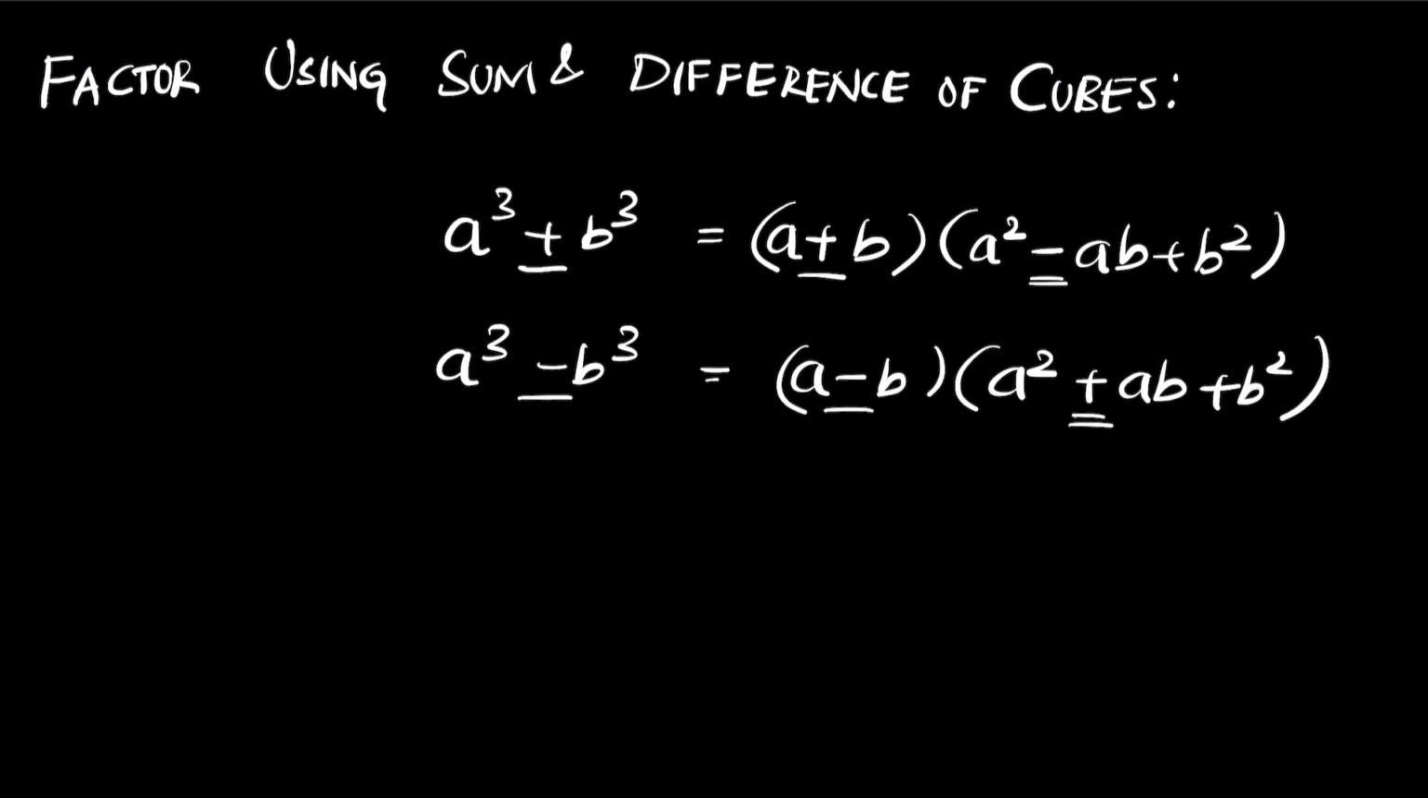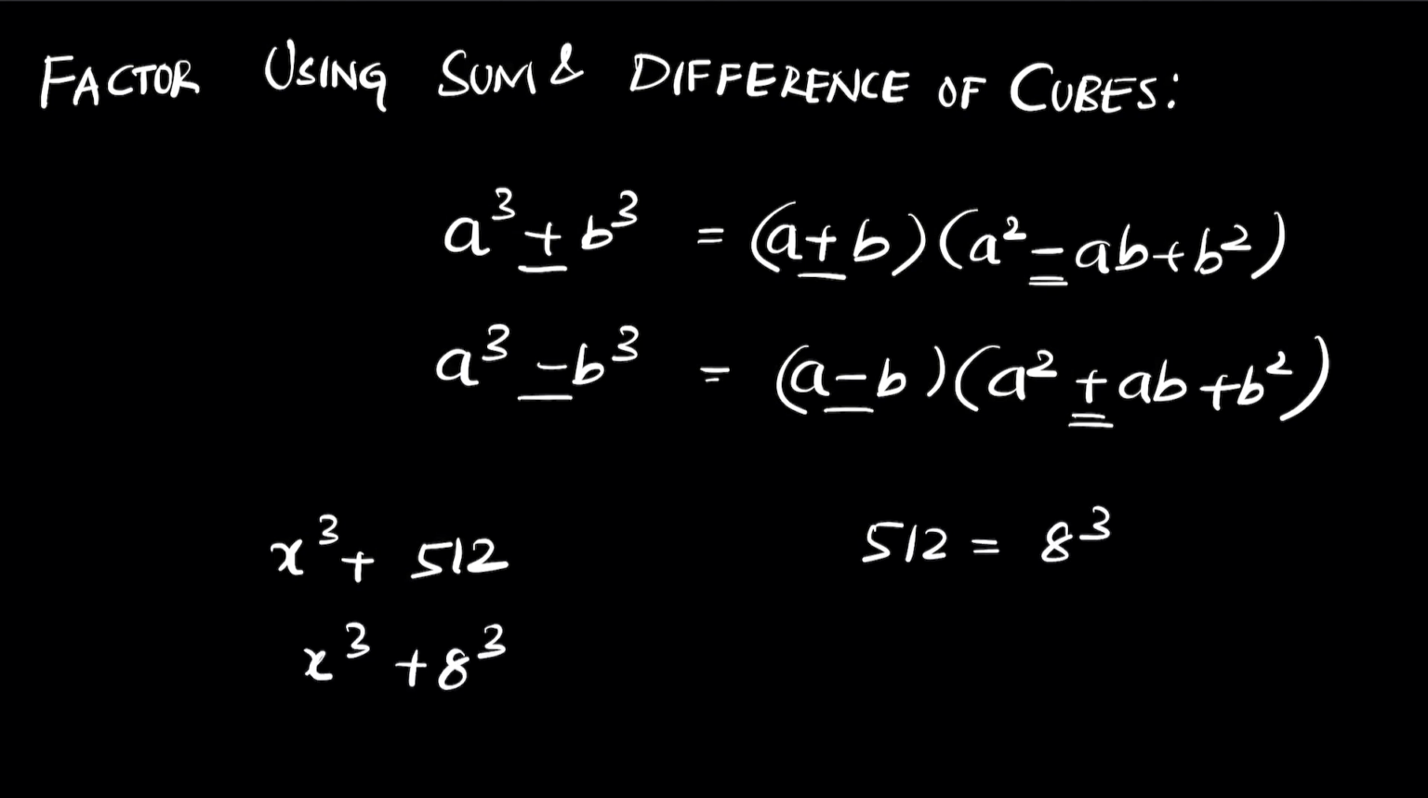So for example, let's say they give you a problem of x cube plus 512. One way of knowing whether 512 is a cube is to split it into its factors. So 512 can be written as 8 cube. Then you can write it as x cube plus 8 cube.